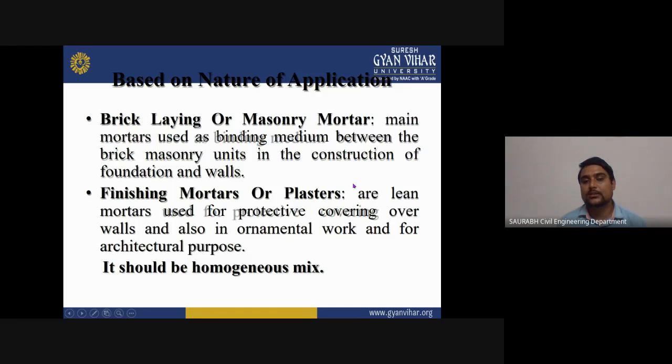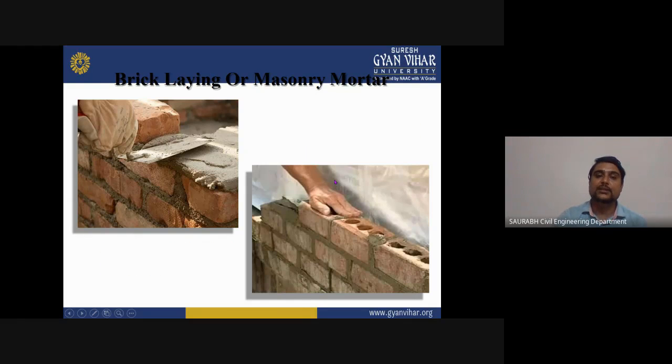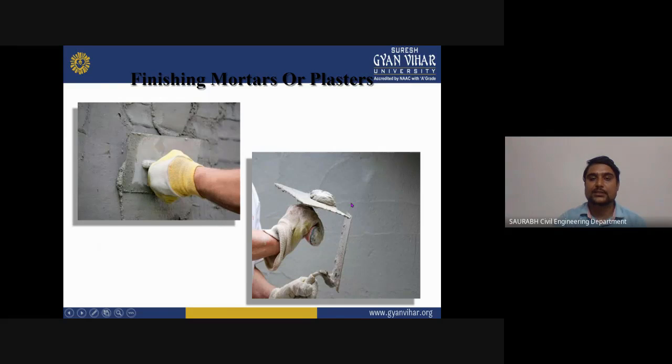which is a type of lean mortar used for protective covering of walls, and also for ornamental work and architectural purposes. It should be a homogeneous mixture. So you can see here that mortar is divided according to its uses and applications. So we have to decide our mortar and our binding material according to the application. Now you can see here this mortar is being used in the work of bricklaying and plastering, as you can see here.